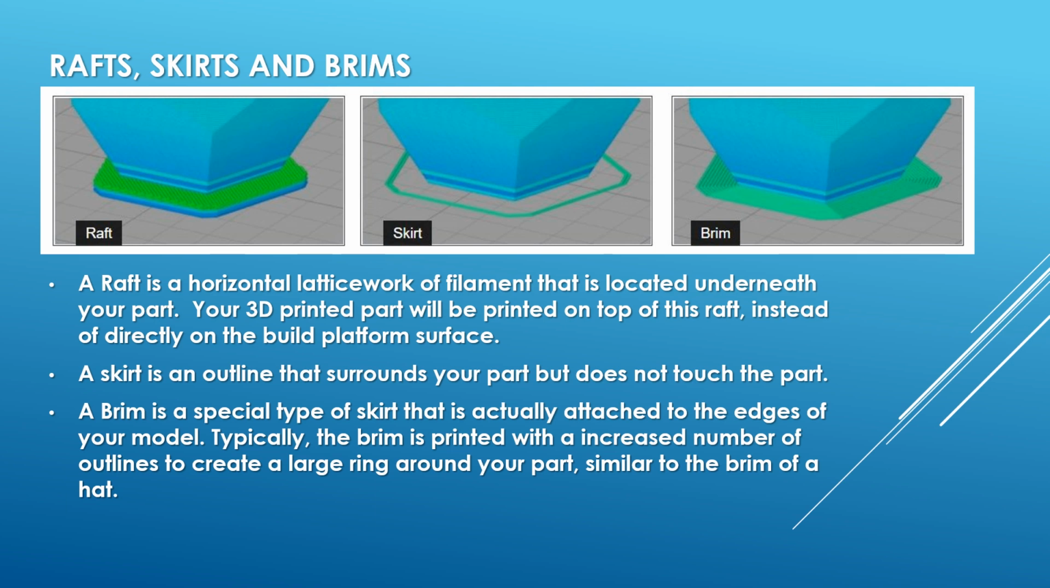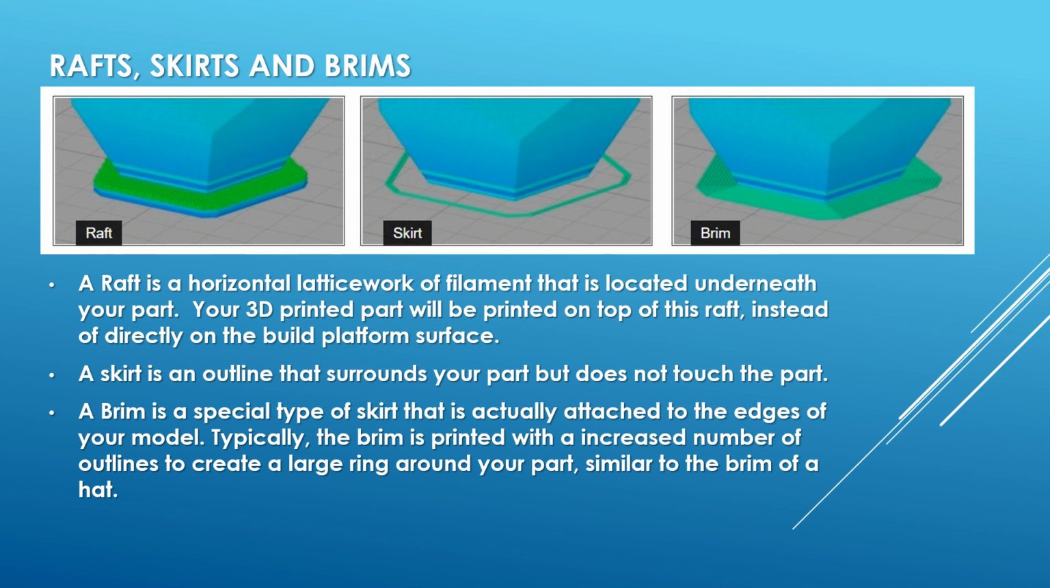The next consideration is how we lay down the first few layers. Do we use a raft, a skirt, or a brim? A raft is a horizontal latticework of filament that is located underneath your part. Your 3D printed part will be printed on top of this raft instead of directly on the build platform surface.